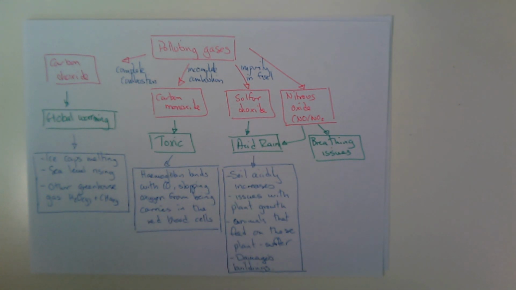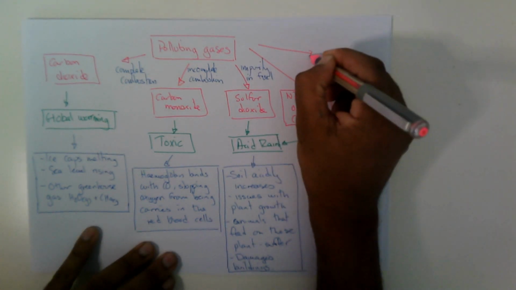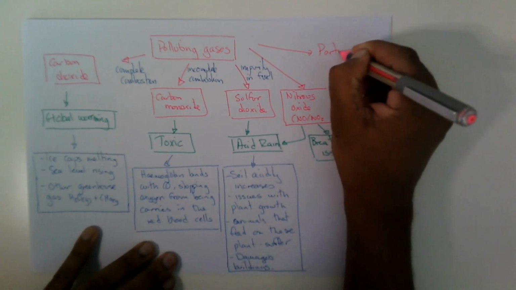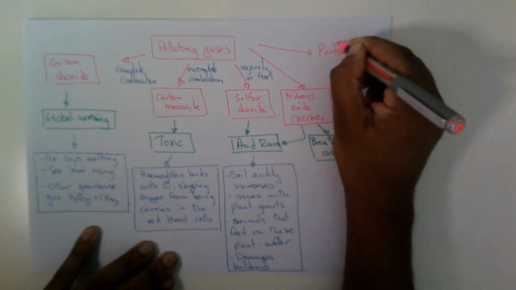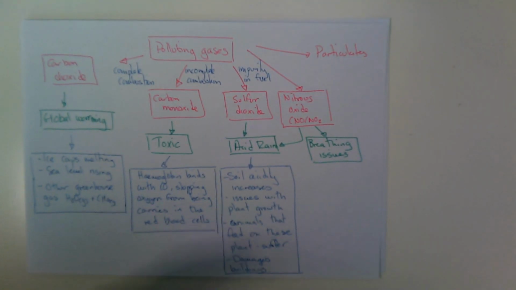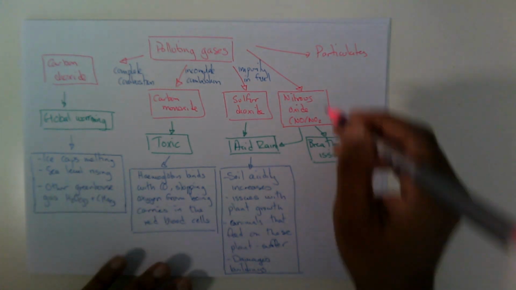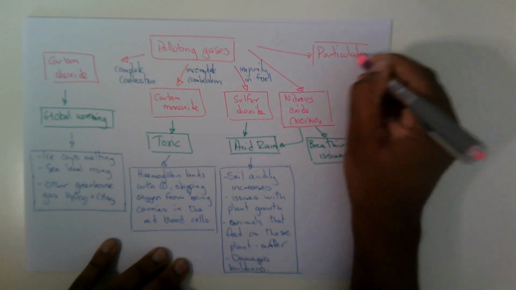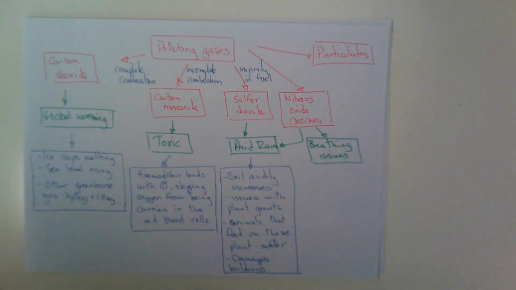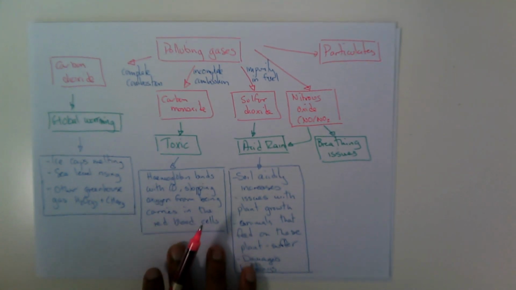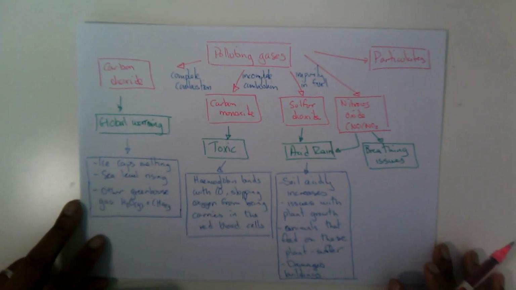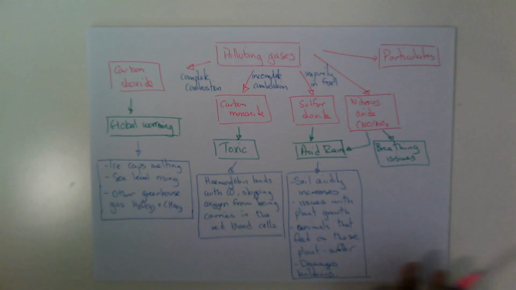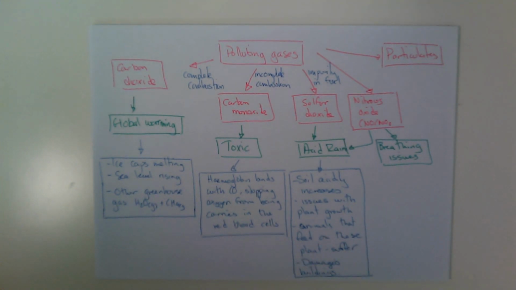And the last one, I guess, is particulates. Particulates are just small bits of carbon soot that generally make things dirty. It is a problem, but not as much of a problem as the other gases that we have here. So that covers most of the polluting gases, which is part of the atmosphere chapter.